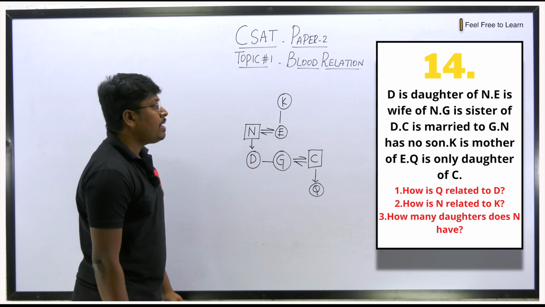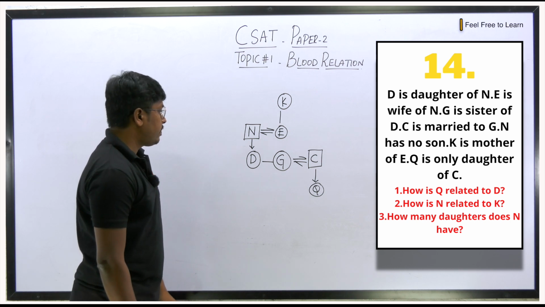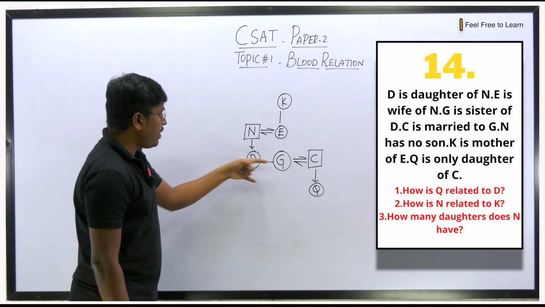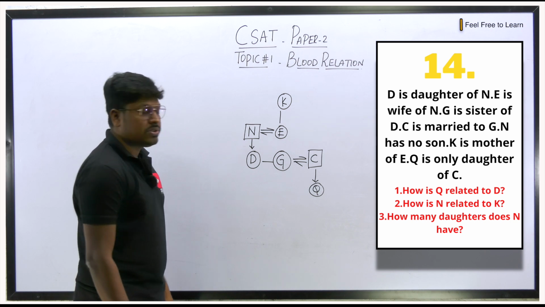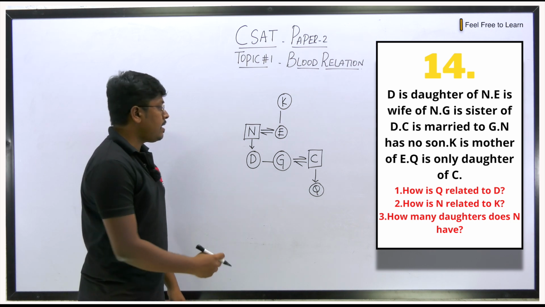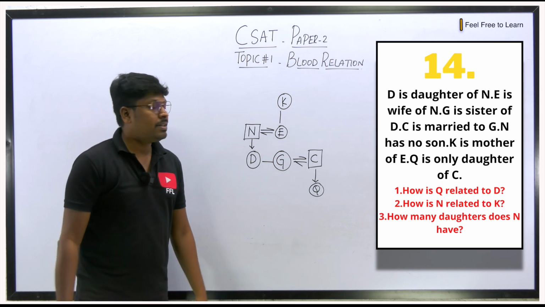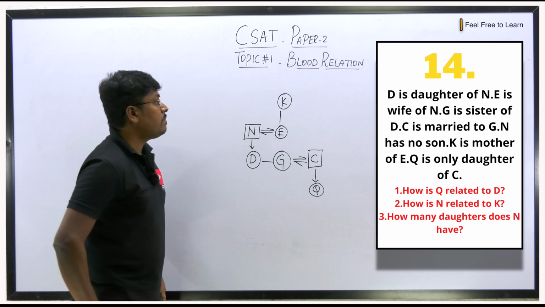Third question, how many daughters does N have? Only two daughters, right? D and G. So we can say that the answer for the last question is 2. The person N has only 2 daughters. That's it. This will be the answer for set number 14.